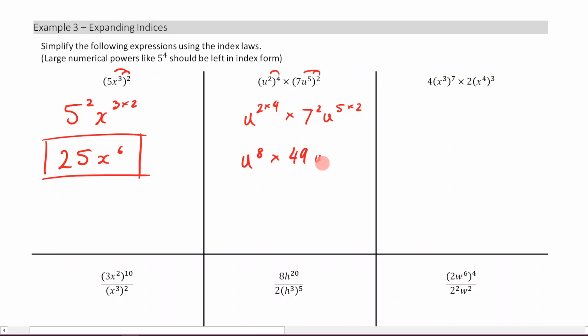And this is going to become u to the 10. Now this is where we have to use our other index laws. Remember, when you're timesing things with the same base, the indices add. So it's going to become 49 u to the 18.